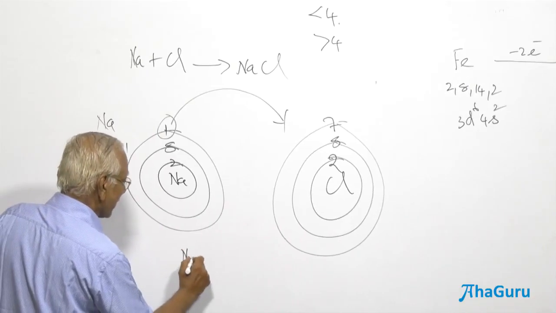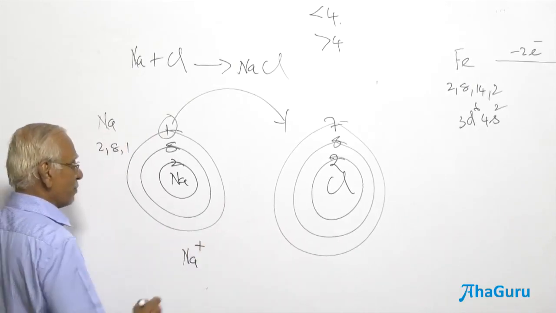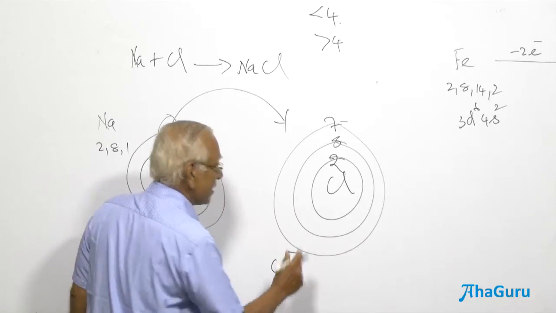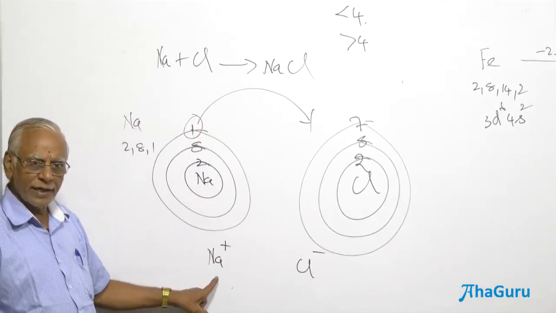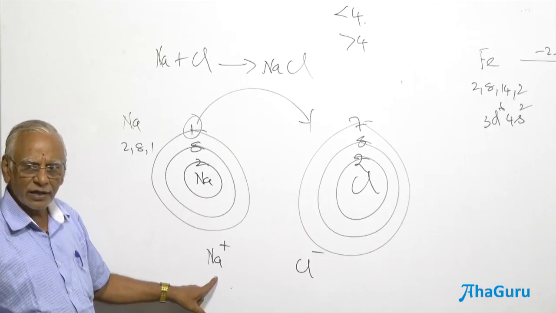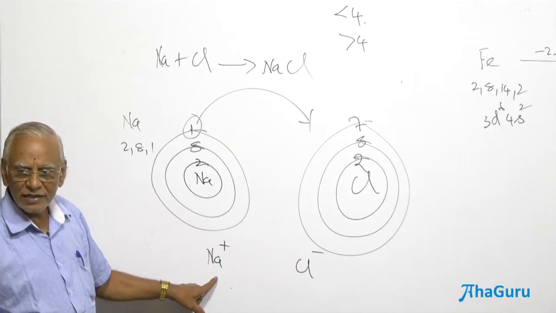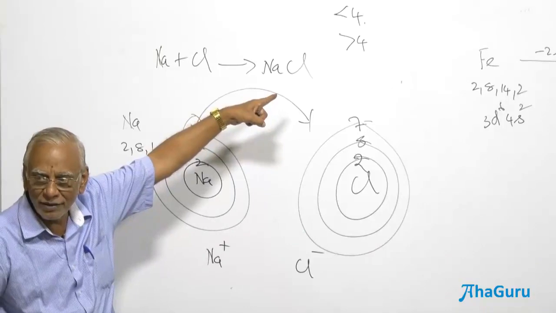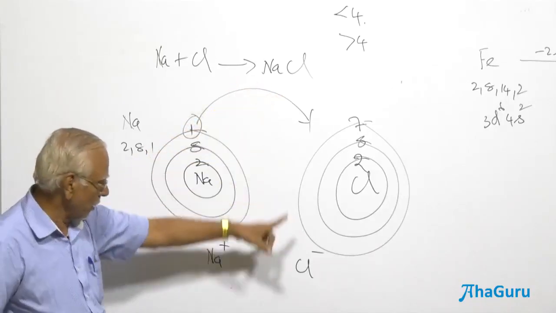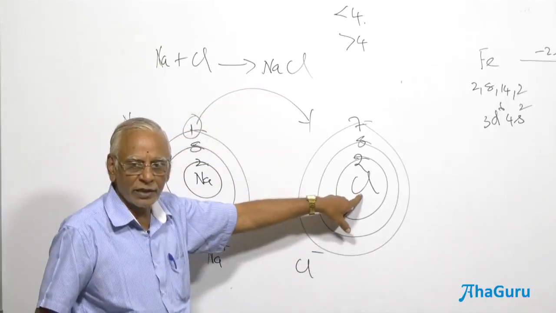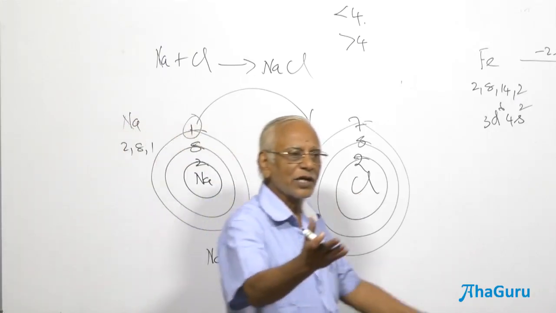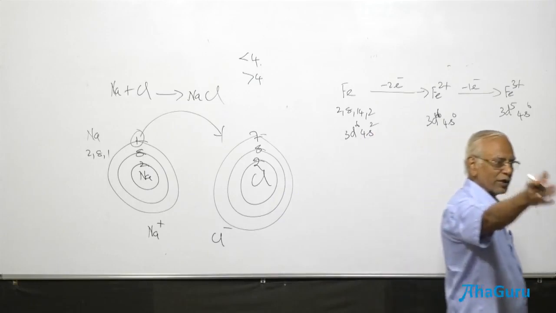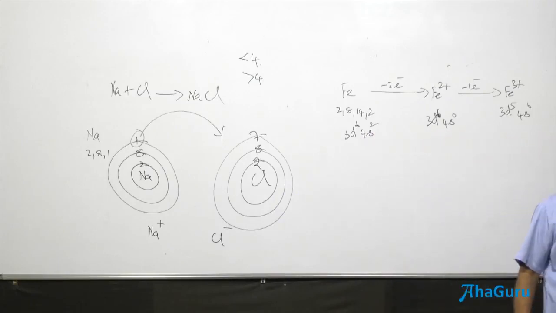Therefore, after transference, don't you think it has got Na+ here and this has got Cl- here? Write the electronic configuration. How many unpaired electrons in Na+? What is the atomic number? 10. What is the 10 atomic number? Neon. Neon has no unpaired electron. What is the atomic number of chlorine? 17. After accepting, how many electrons? 18. It has got argon structure. Therefore, sodium chloride has no unpaired electron. It is diamagnetic in nature.